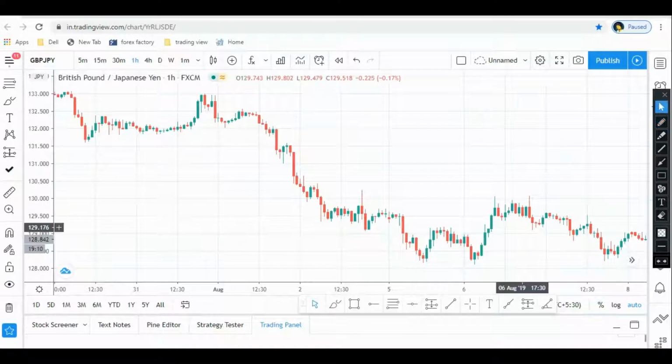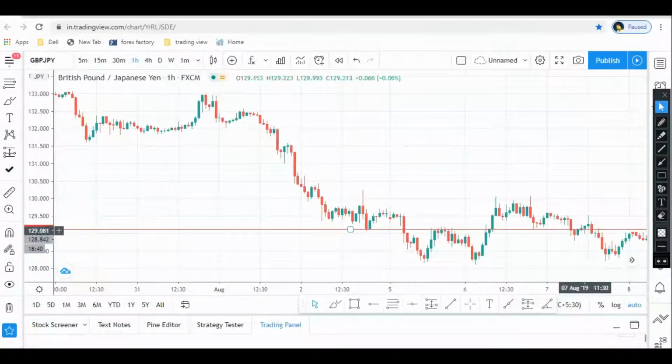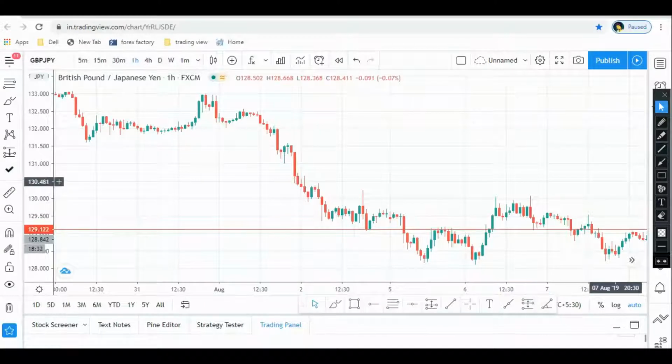Now in this area, what you can see, support zone, right? Very good. So this particular area acted as a support zone, which previously acted as a resistance. So right now price has broken out of this area. So what I will do, I will wait until price reaches this particular area. Once the price reaches, I will place a sell order.